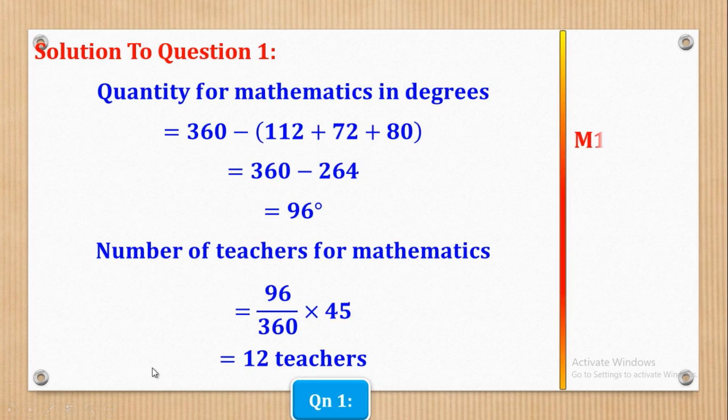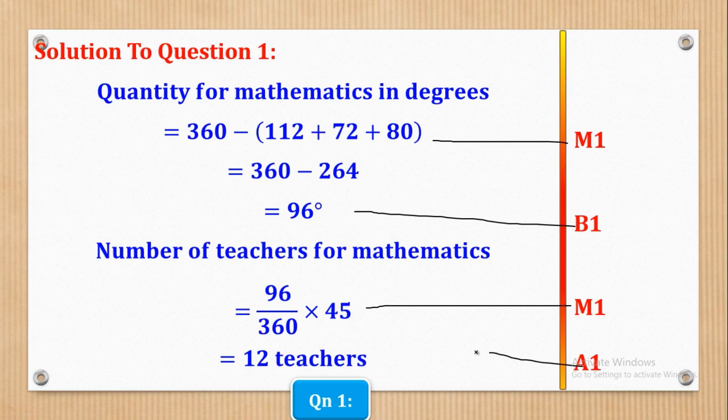Now let's see how marks can be awarded. M1 is for this, B1 is for getting the angle, M1 is for this, and A1 is for getting the answer which they want.